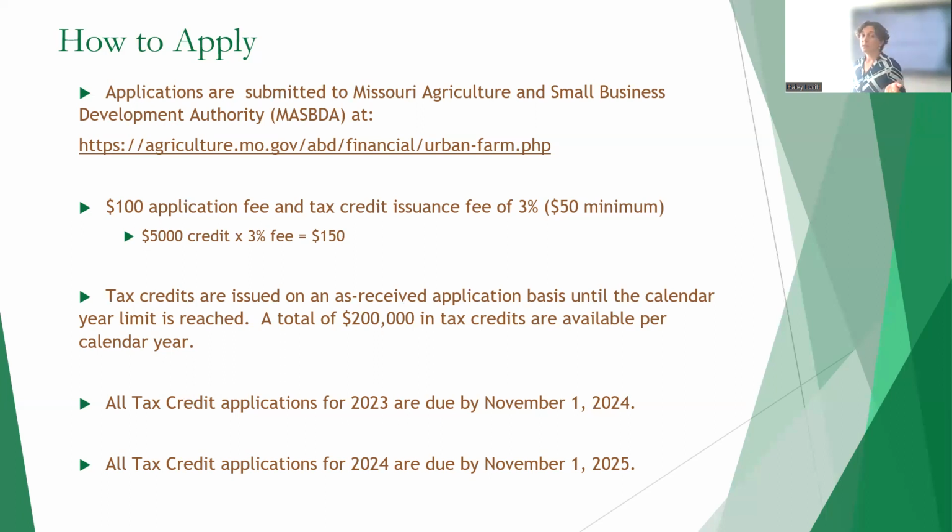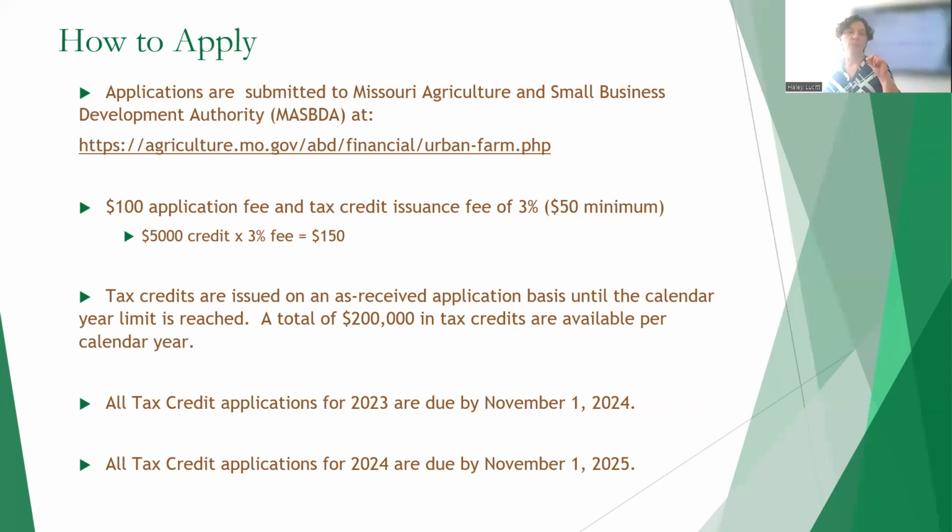Tax credits are going to be issued on an as-received application basis. So if you get your application in December, in November, or in October, it's possible you won't be funded because you got in too late and they had already spent the $200,000 that they had available for the calendar year. They also have said that if they don't spend the $200,000 in the calendar year, that's not going to carry over. If that money's not used, it just goes away and they probably use it for a different program.